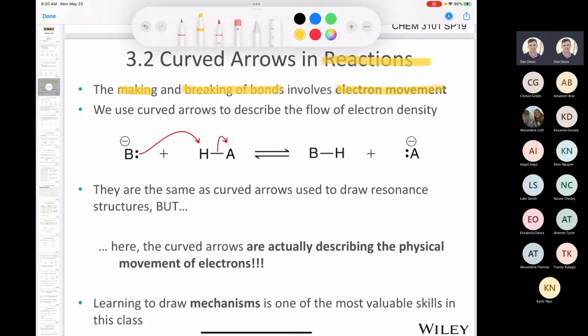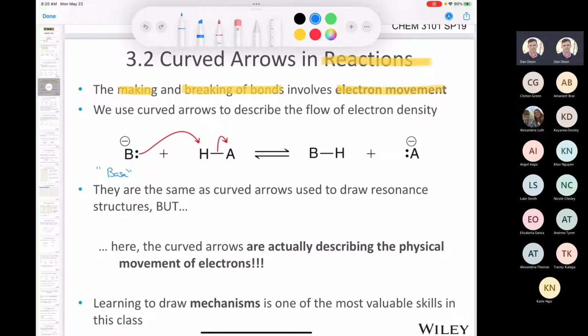And again, we need to use curved arrows to be able to understand reactions in organic chemistry. Check out this reaction right here. You see where you have this B minus here? If you're wondering what this is, that just means it's some kind of generic base. Okay, so B for base. It's got a lone pair. It's also got a negative charge.